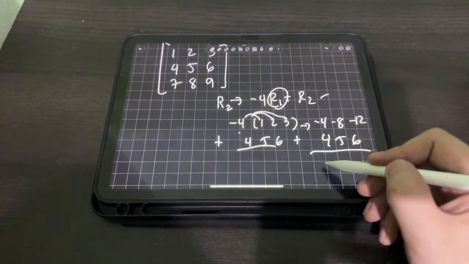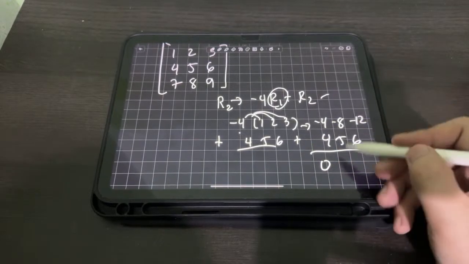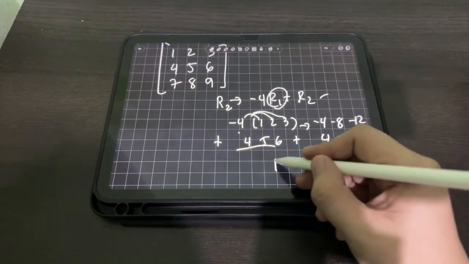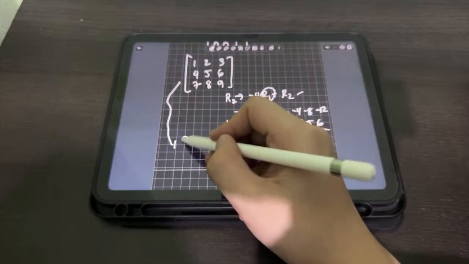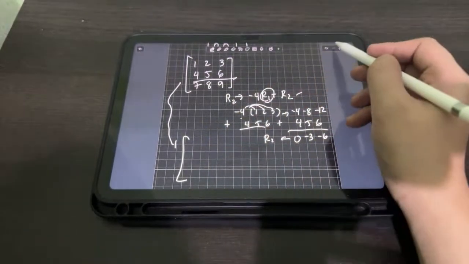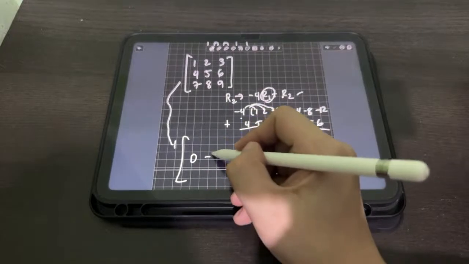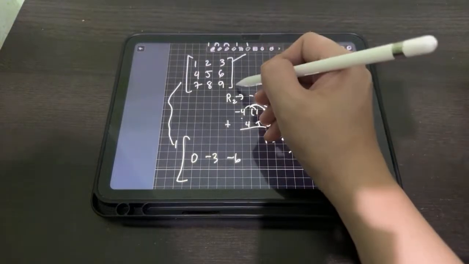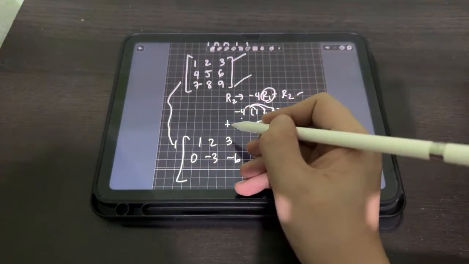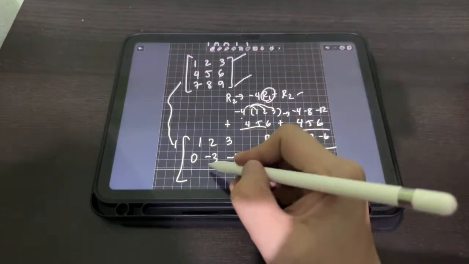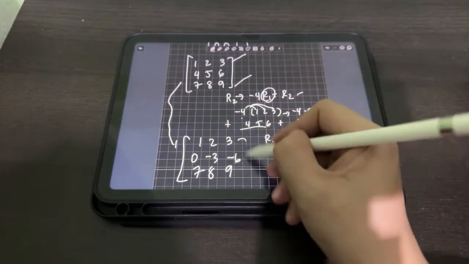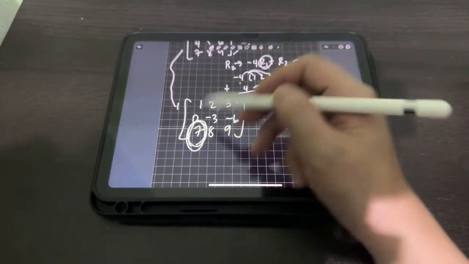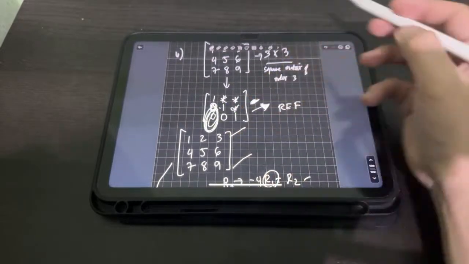So add -4 plus 4, 0. -8 plus 5, -3. Negative 12 plus 6, negative 6. So this will be the new entries in row 2: 0, negative 3, negative 6. Then copy the first and the third rows: 1, 2, 3, and 7, 8, 9. Next, make this 7 equal to 0.